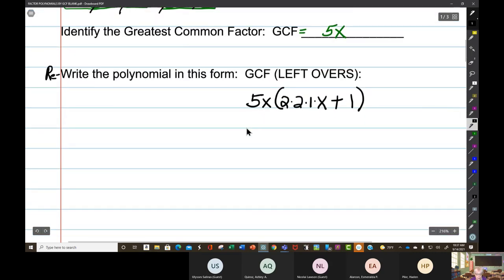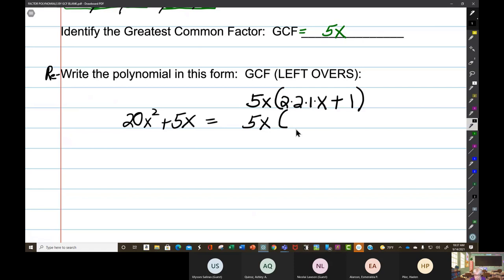So our final answer that we would put in the answer box in my math lab is that 20x squared plus 5x equals 5x times 2 times 2 times 1 is 4x plus 1.